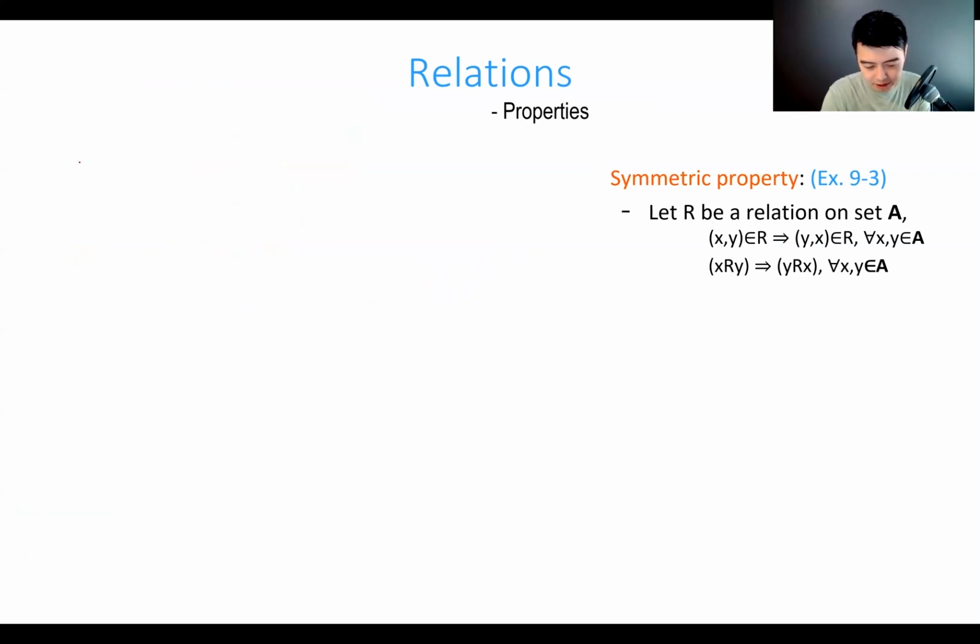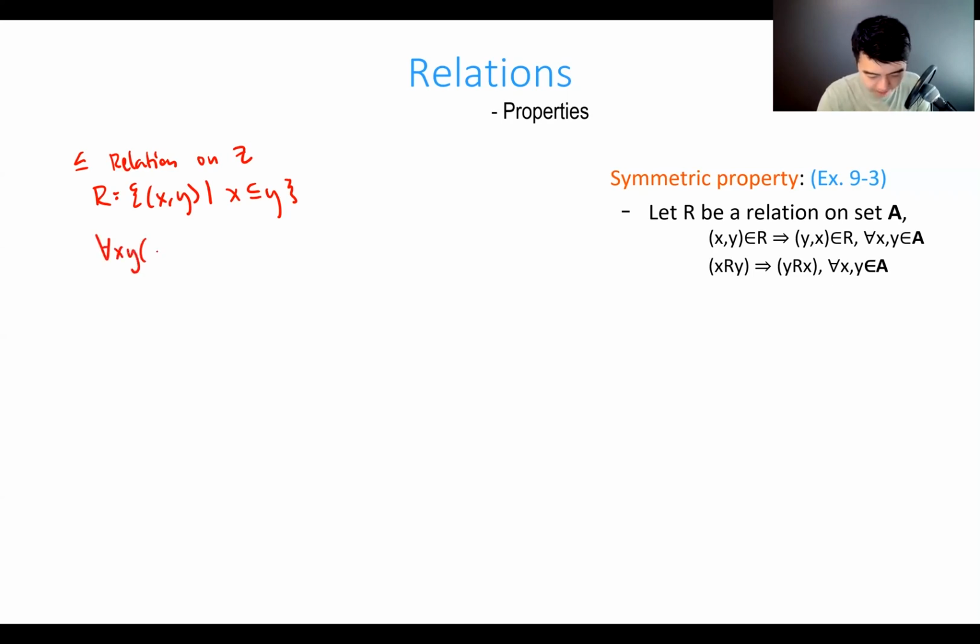Let's ask the question, is the less than or equal to relation symmetric? Let me write out the definition again: the set of xy such that x is less than or equal to y, on Z. Let's analyze. Is it true that for all xy, xy in this relation implies that yx is in this relation? Is it true that if xy is in the relation, then yx must be in the relation?